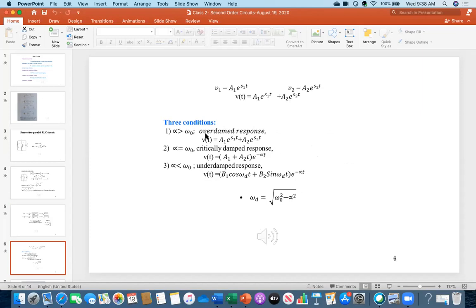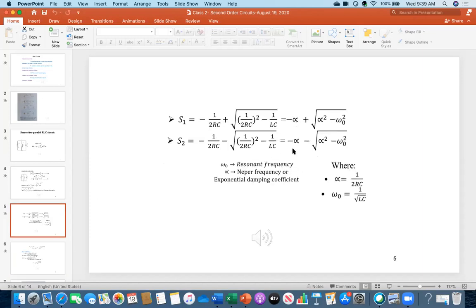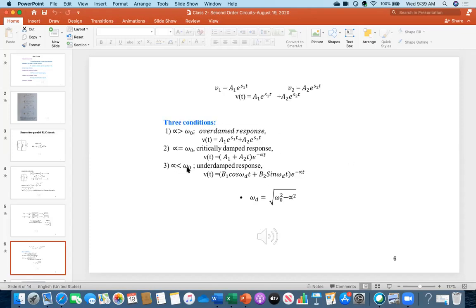Everybody see this one. There can be three conditions. What are the three conditions? As I told you, if alpha is greater than omega naught, this means S1, S2 are real negative values. If alpha equal to omega naught, this means S1 and S2 will be just minus alpha, that I showed you. Or if alpha is less than omega naught. So depending on the three conditions, because there can be three kinds of S1 and S2, accordingly, the voltage response could be overdamped, critically damped, or underdamped.